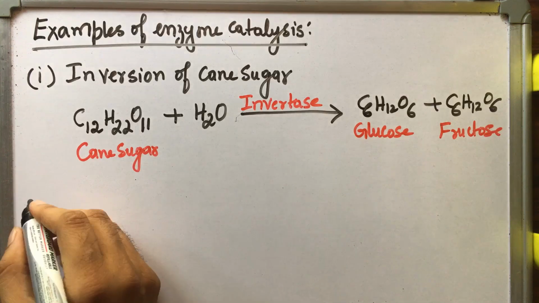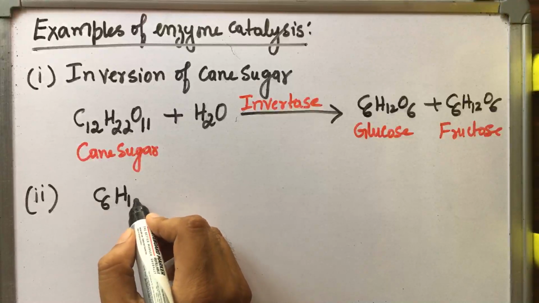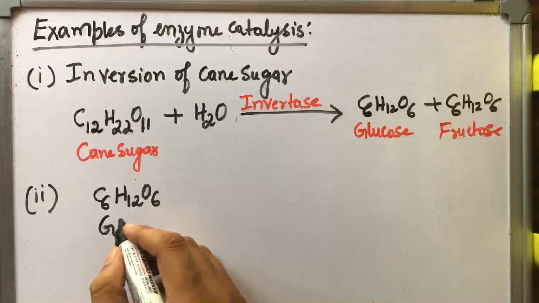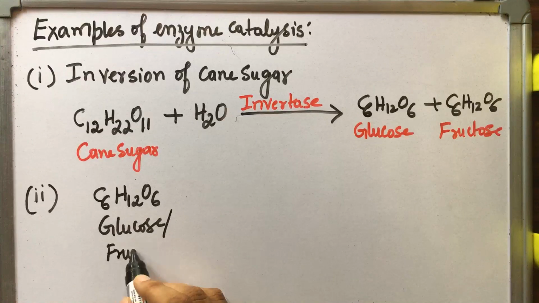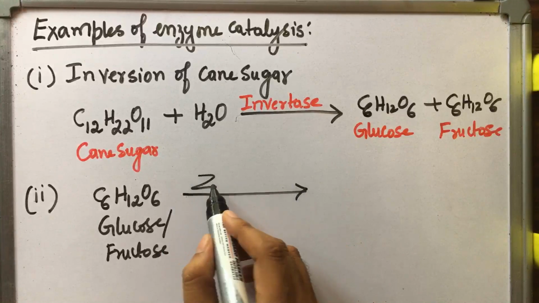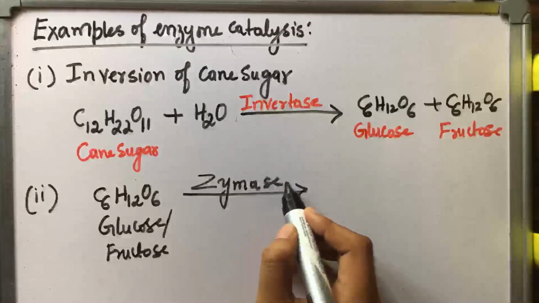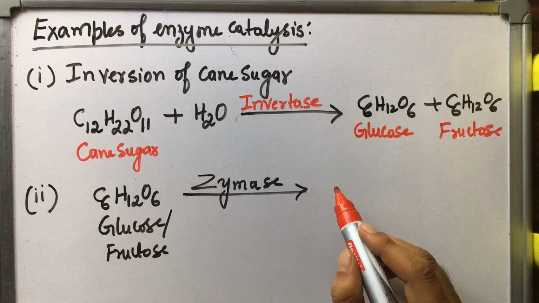Second example for enzyme catalysis is the conversion of glucose, C6H12O6, or fructose, in the presence of the enzyme zymase. Where did you study this, students? In the manufacture of ethyl alcohol. I think you have studied this. So invertase would convert sucrose into glucose and fructose, and glucose or fructose can be converted into ethyl alcohol.